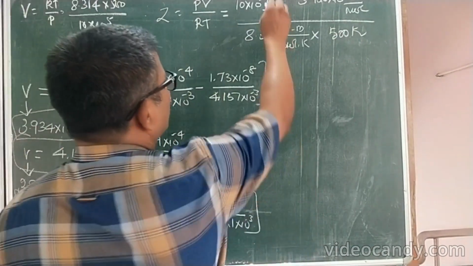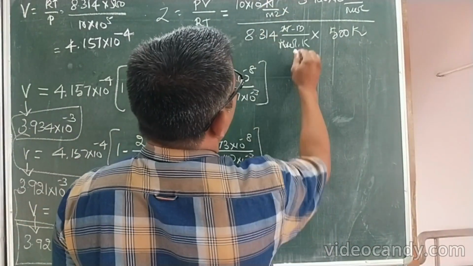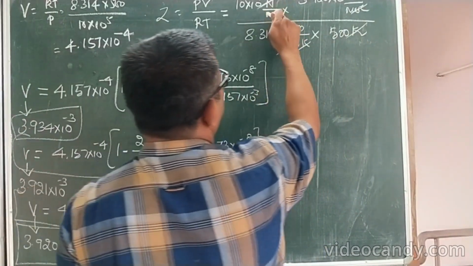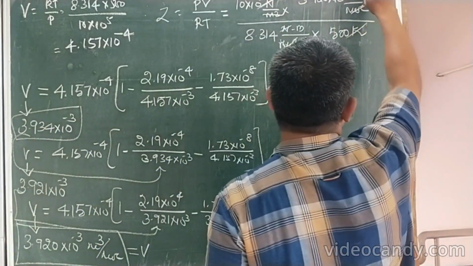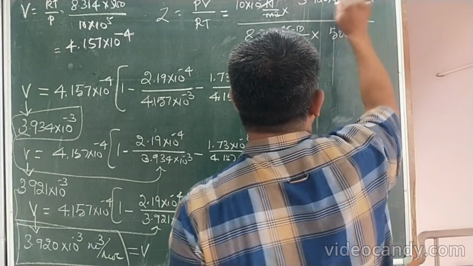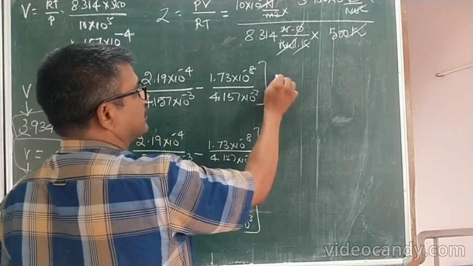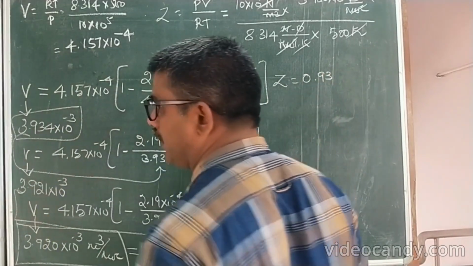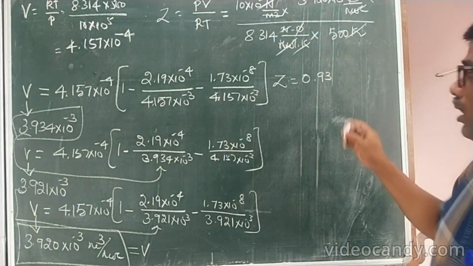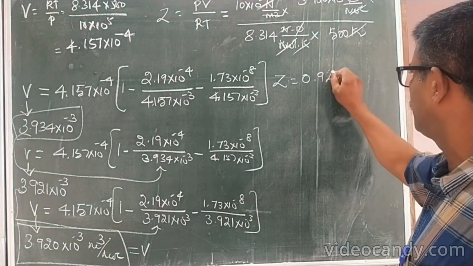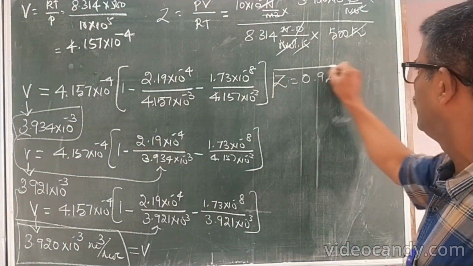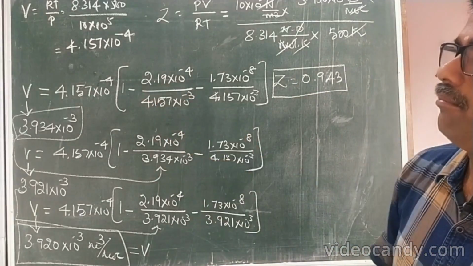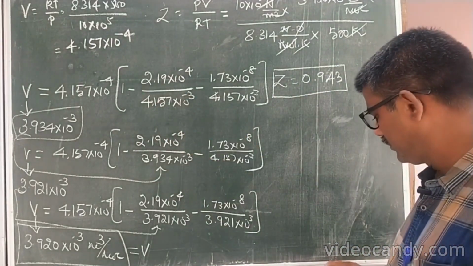Okay, Newton gets cancelled. Mole gets cancelled. Kelvin gets cancelled. Meter square, meter cube term, only meter gets cancelled. The answer is compressibility factor Z equal to 0.943. Compressibility factor Z is equal to 0.943 for methanol vapor. Okay, thank you.